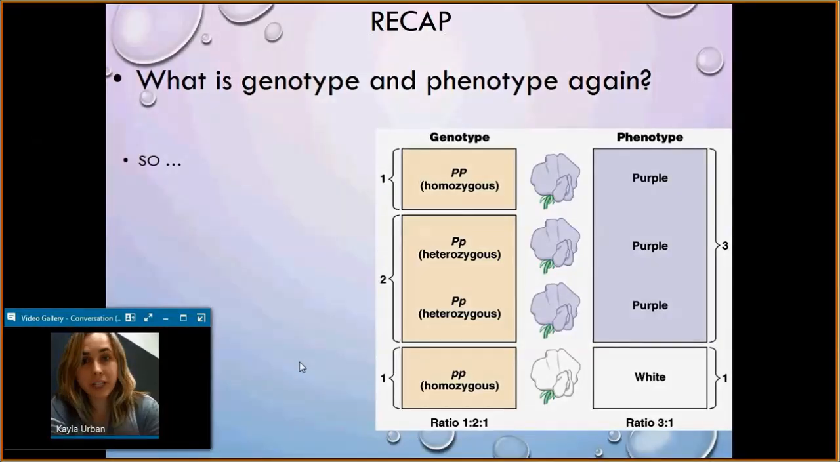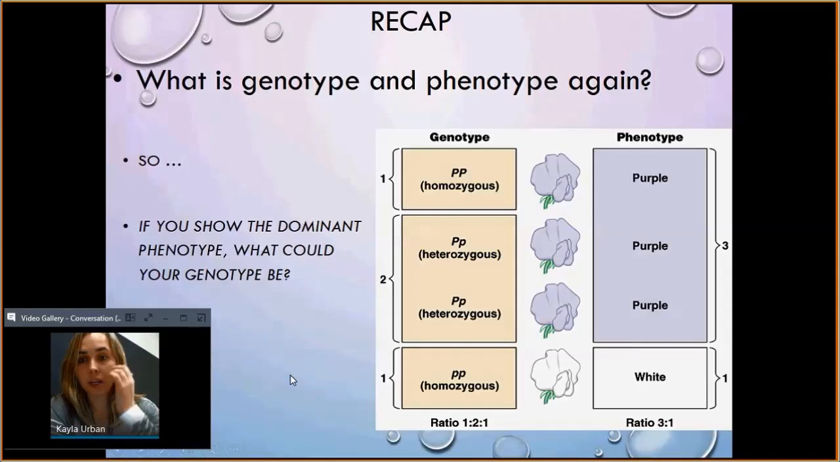So last lecture we talked in depth about genotypes and phenotypes. So given the example right here in the picture, what is your genotype? What are the genotypes? And what are the phenotypes? The genotypes are your homozygous dominant, heterozygous, or homozygous recessive, represented by the letters that you'd find on your genes. And the phenotypes are how it shows up. Purple and white flower color.